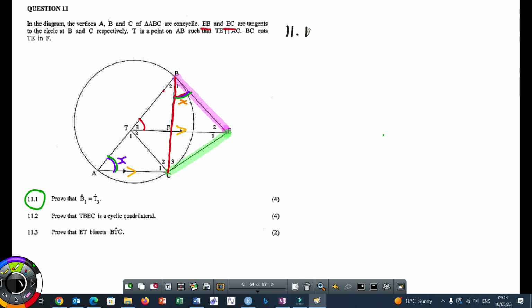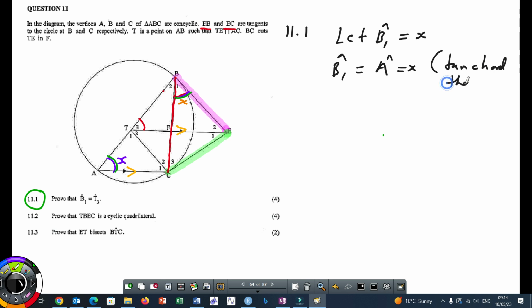So first, I'll say let angle B1 be X. Then angle B1 will be equal to angle A. They are both equal to X, and that's the tan-chord theorem. And then angle T3 is corresponding to angle A. They are corresponding angles because TE is parallel to AC. Therefore, T3 is corresponding to angle A.